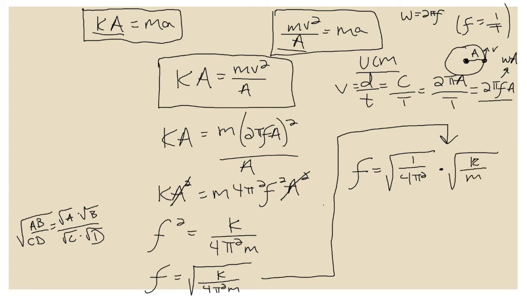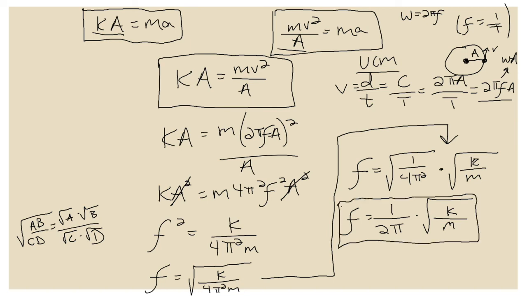And so notice here that this term I can easily handle. The square root of 1 is 1. The square root of 4 is 2. And the square root of pi squared is pi. And now I have my equation in its final form. The frequency is 1 over 2 pi times the square root of k over m.